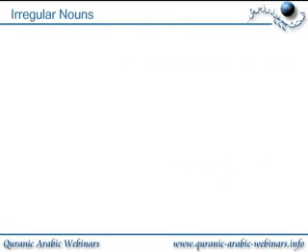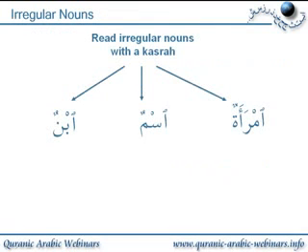Now irregular nouns. We're not going to go into the grammar of what is irregular, but all we need to know is there are a handful of nouns that themselves begin with Hamzatul Wasl, and we're not talking about the definite article now. We've completely finished with the definite article. So we've got a few words here: imra'a, ism, and ibn.